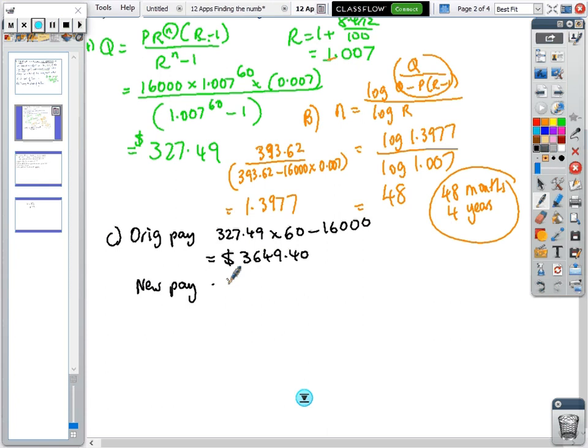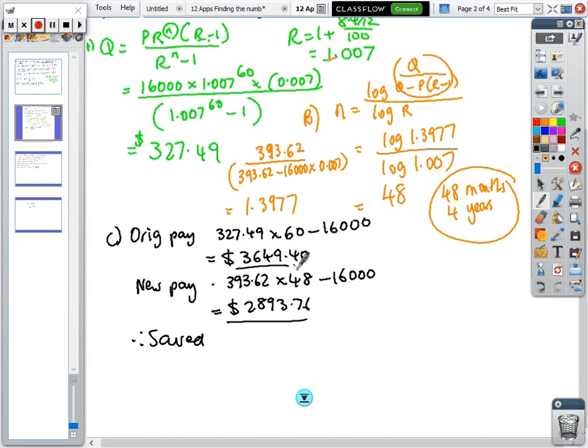Okay. The new payments were $393.62, and we're doing 48 payments, and we're still subtracting $16,000, and so that gives us, on my calculator, $2,893.76. So how much have we saved? Well, it'll be the difference between those two numbers. So we've saved $755.64. Okay, so copy that and come across when you're ready.